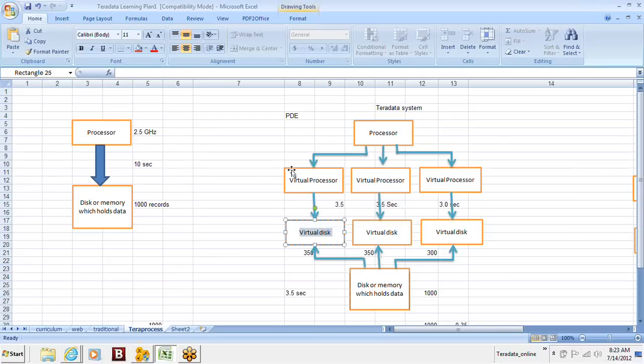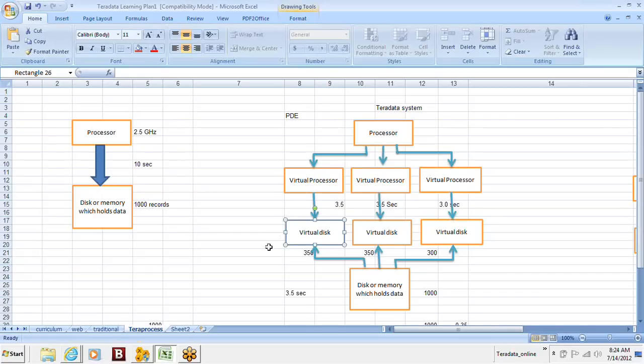And each virtual processor is associated with a virtual disk. You can see the association with these arrows. Each virtual processor is associated with its corresponding virtual disk, and all these virtual processors are independent. They can work independently to process data in their associated virtual disk. All virtual processors can execute parallelly on their own associated virtual disks.